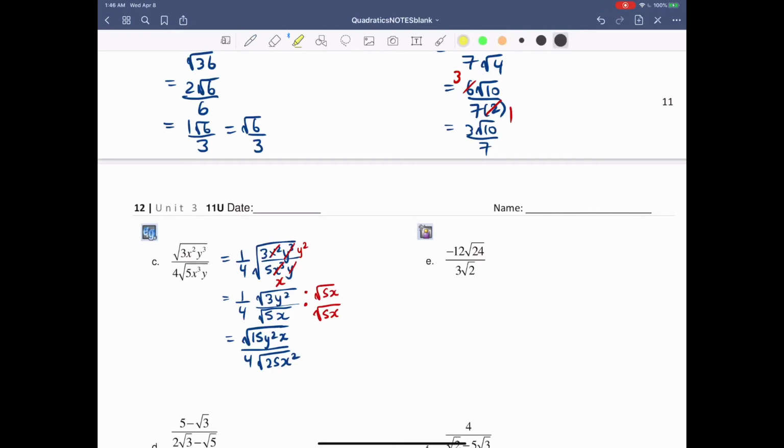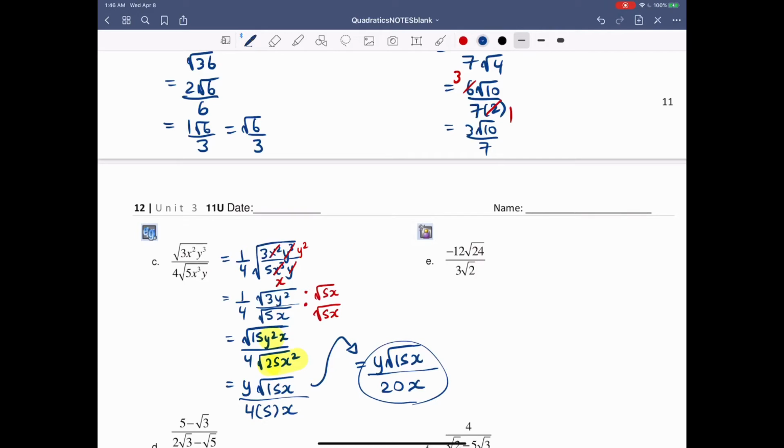So I'm going to highlight the parts that are going to leave the square root because they're perfect squares inside. So the 15 has to stay within the square root and the x has to stay, but my y is going to leave because square root of y squared is y. And 4 is fine there. Square root of 25 is 5. Square root of x squared is x. So simplifying that one more time, I have y square root 15x divided by 20x. And that's the final answer.